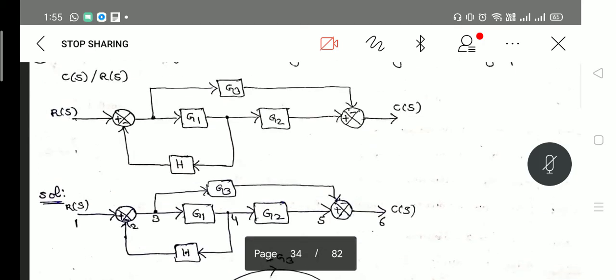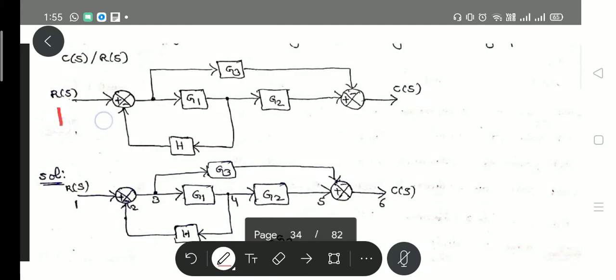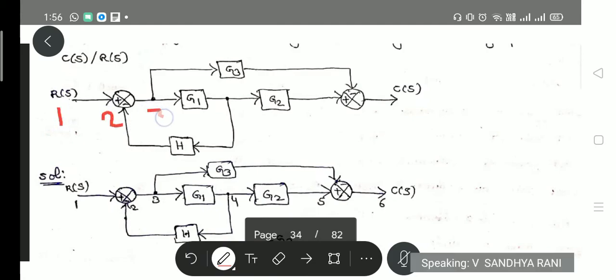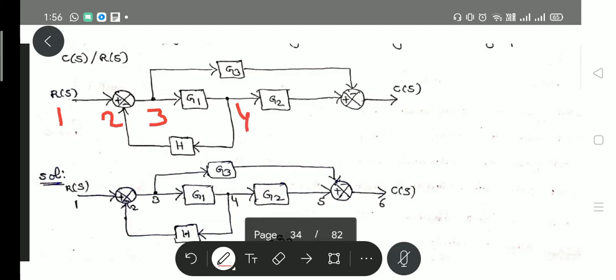First you take all the nodes. Node 1, node 2, this is the 3, this is the 4, the summing point is 5 and the output is 6. After that we can draw one line and identify all the nodes 1, 2, 3, 4, 5, 6. Okay, input is R of S, output is C of S.